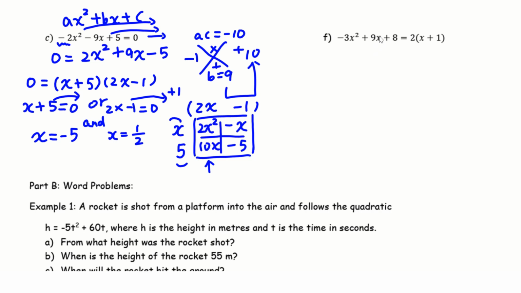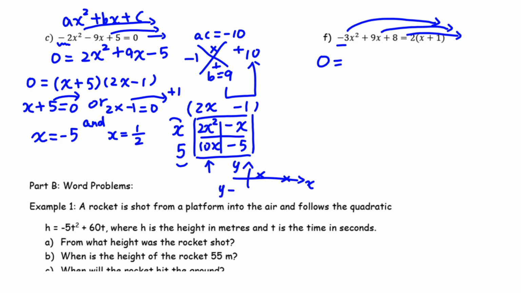And for the next one, we have negative 3x. We want to have a positive a value, so we move all the terms to the other side. So solving a quadratic equation by factoring, you need to make sure one side is 0 because we are looking for the x-intercept on the x-axis, then y needs to be 0.